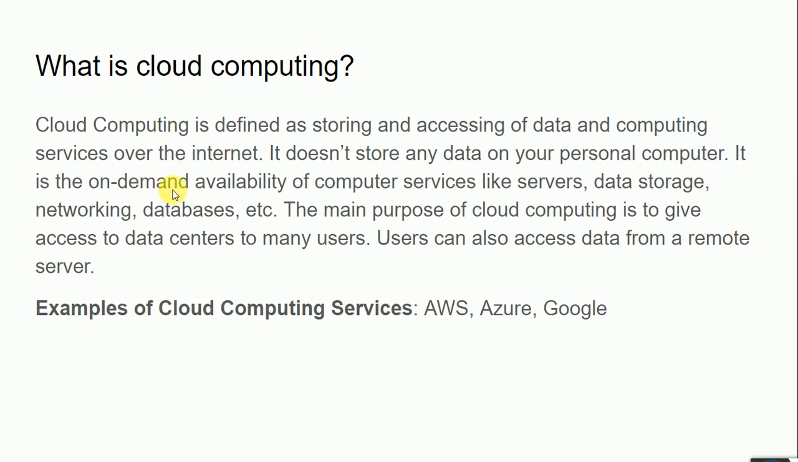It is on-demand availability of computer services like servers, data storage, networking, and databases. The biggest benefit of cloud computing over the previous model is on demand. Whenever we require infrastructure, we can create it, and when it isn't required, we can remove or stop it. So we pay as we use. The main purpose of cloud computing is to give many users access to the data center.